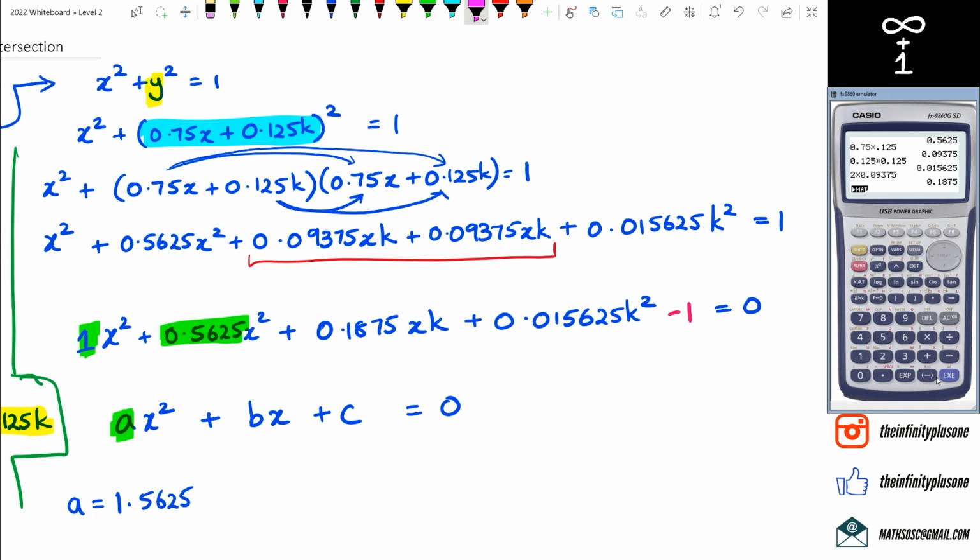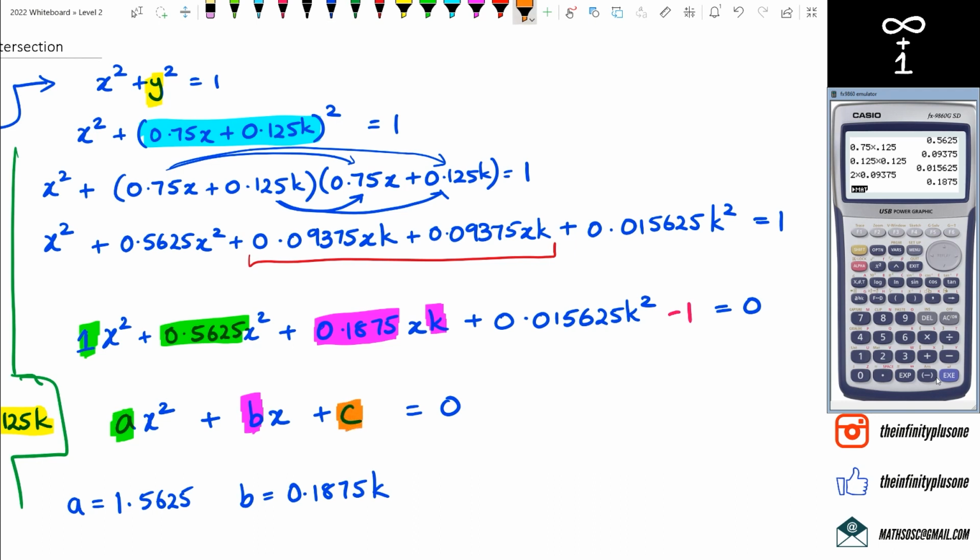Our next thing is looking at the coefficient of x, which is going to be b. Now the coefficient of x happens to be 0.1875, but it also includes the k. That's something that you guys need to remember, because it's everything in front of x. So we don't look at the x, but we look at everything surrounding it. So in this case, b is equal to 0.1875k.